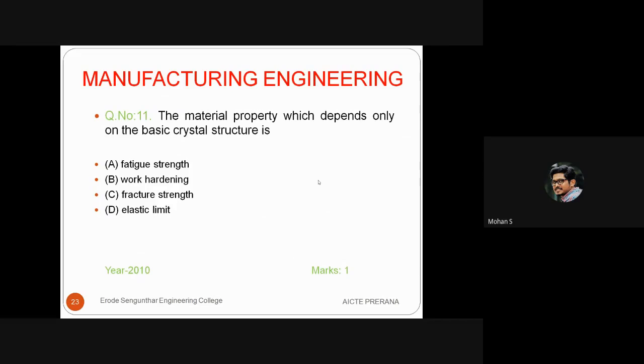So the answer is option C. Option C is fracture strength. The material property which depends only on the basic crystal structure. So the basic crystal should have fracture strength. It should not break at once. When loaded, it should have some amount of resistive strength. Okay, that is called fracture strength.